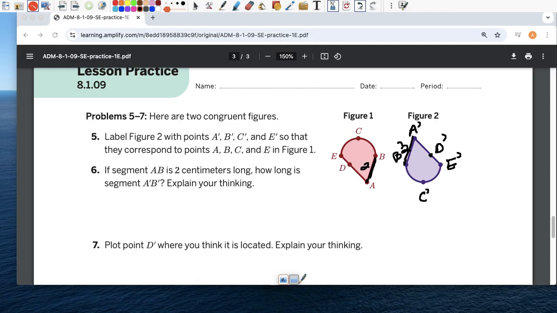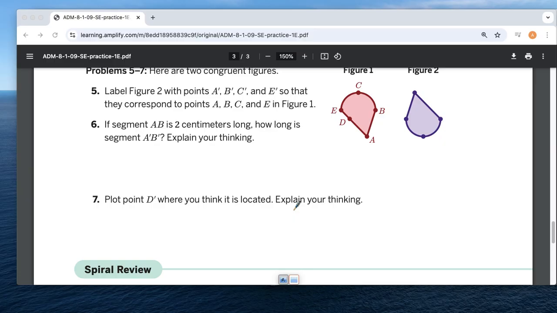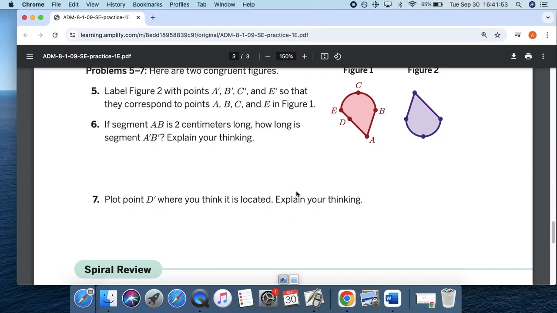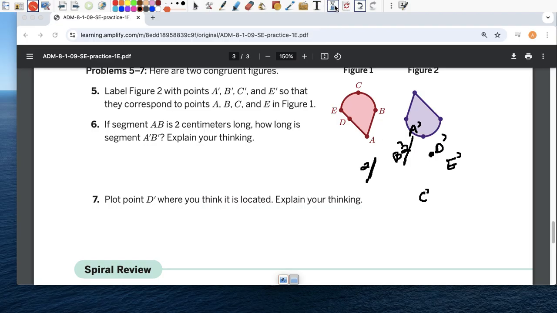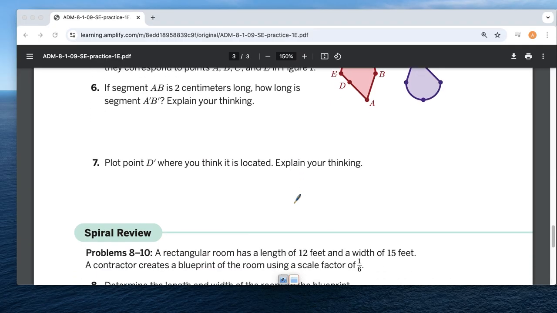Okay? Plot point D prime, where you think it is located. Well, D prime is going to be over here. Okay, explain your thinking. It's on the other side. It's a rotation. Okay, so you've got to imagine this rotating, this guy over here, this ice cream cone rotating. So if this is rotating, right? Look at the figure. A is coming this way. D is also rotating, right? And then we have, what is this? Spiral.